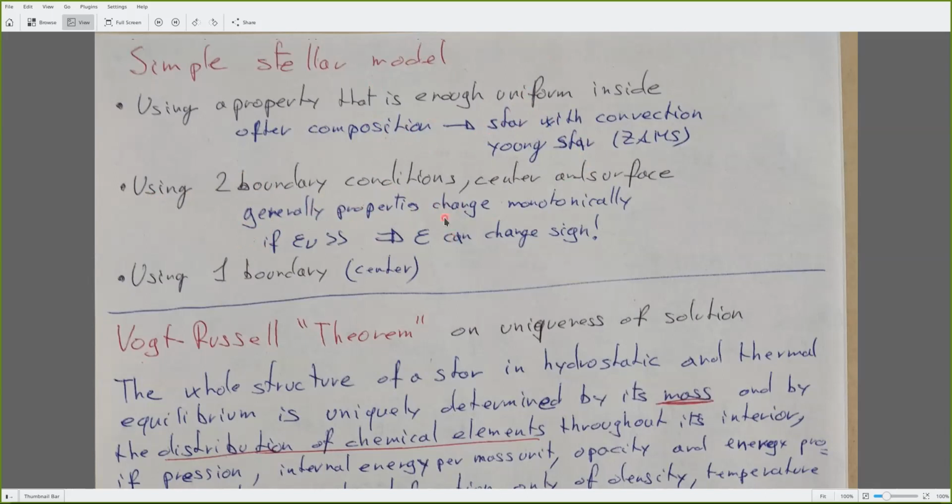considering that all the properties change monotonically inside. This is not always really true. For example, for a star where there is a lot of production of neutrinos, the energy production rate can change sign inside. We have some points that go below zero, and some parts will start absorbing energy instead of producing it. Or just one boundary, considering the center and calculating from the center outward.